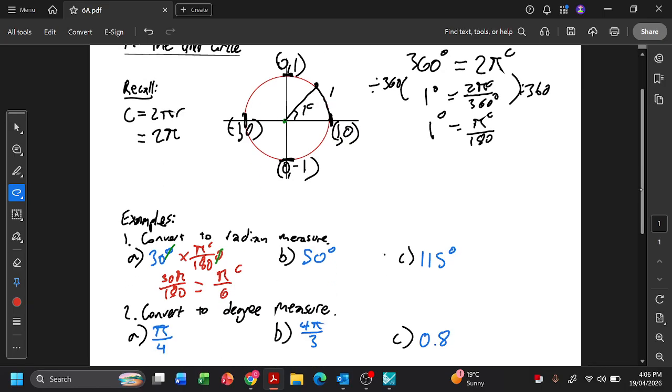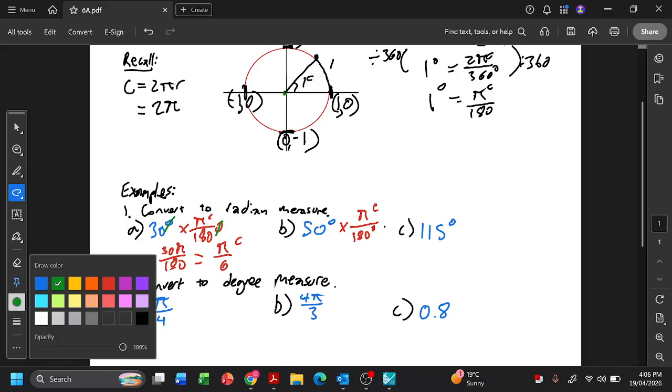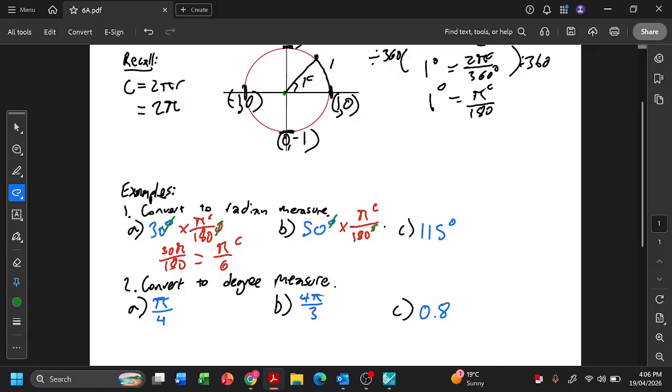Okay, now moving on to this next one here, if we want to convert 50 degrees into radians, we can just do the exact same thing. So we multiply by pi radians over 180 degrees. Once again, the exact same thing happens first. The degrees cancel out, and we're going to get a unit of radians in our answer.